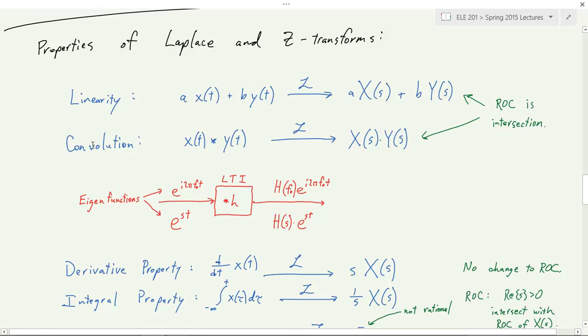For convolution, we have the most important property, the convolution property. If you convolve two signals, then you get the product of the Laplace transforms. Great, so that's exactly what we saw in the Fourier transform. Of course, we care about convolution because we care about LTI systems.